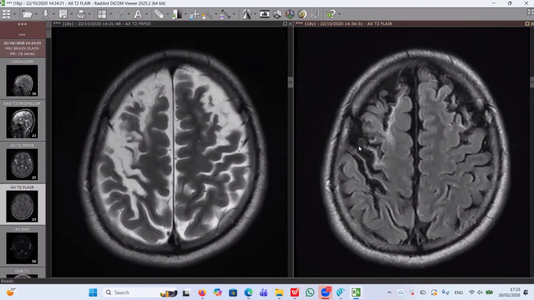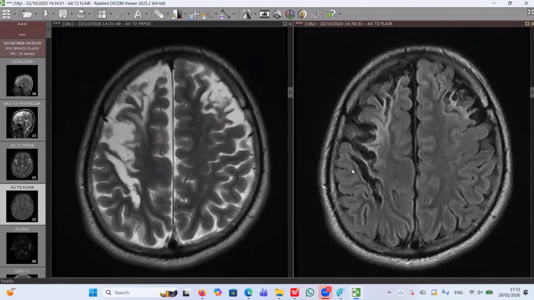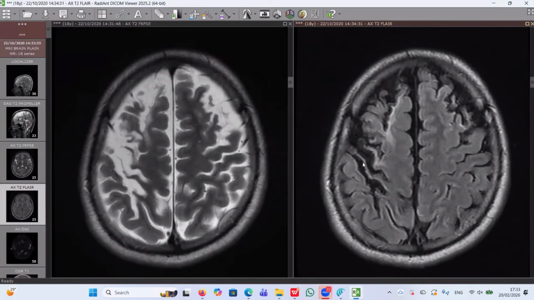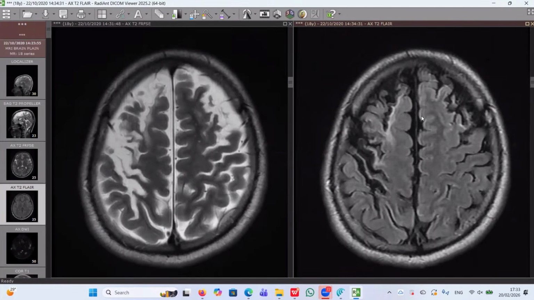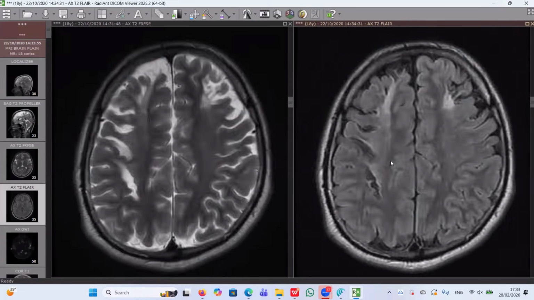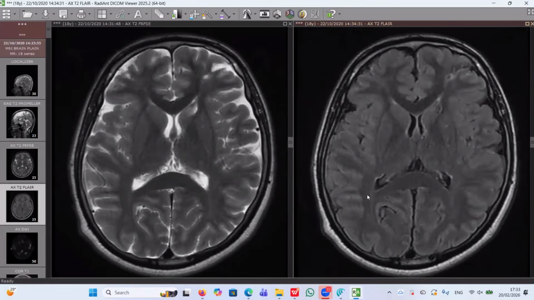So we have focal widening of the cortical sulci. Is that correct? Like gliotic changes. Yeah, very nice. We have evidence of gliosis in the bilateral frontal regions, more on the right side. Very nice.